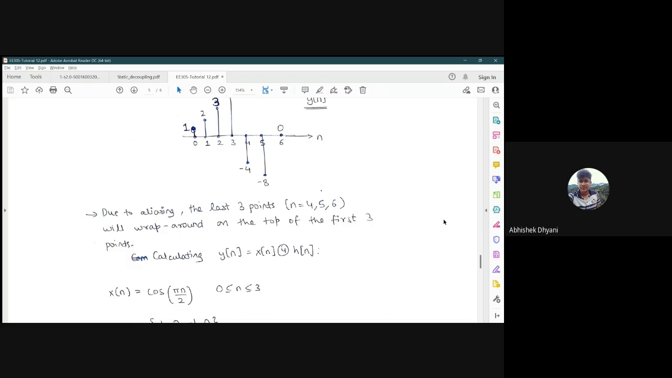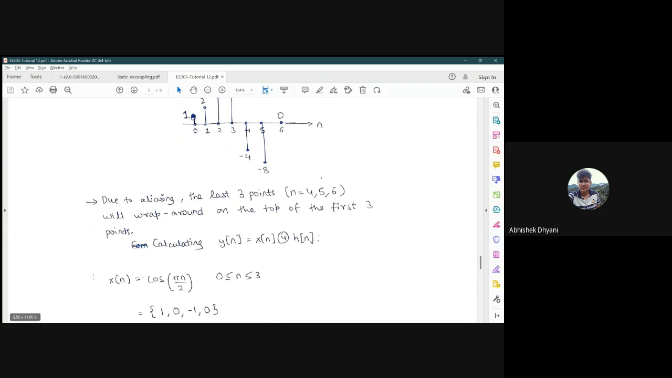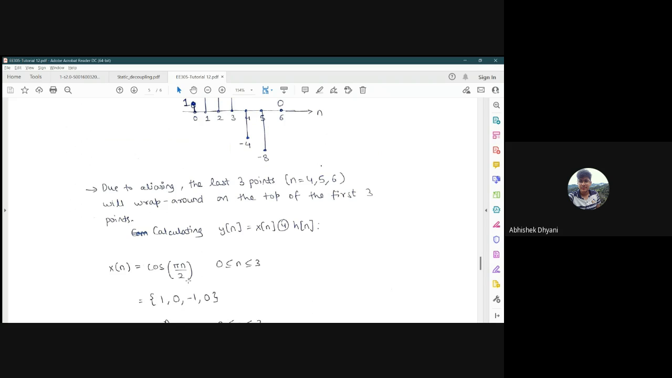Okay, so let's first of all see how we will compute this circular convolution. And this is actually quite straightforward. So first of all, we have this x of n equals cos(pi n by 2), n from 0 to 3, right? Let us write it in terms of a set where we put the magnitudes of x of n. All we have to do is evaluate this function at n from 0 to 3. So at n equals 0, it is 1, and then 0, then minus 1, and then again 0, right? Just evaluating this function at all the values of n, I get this set.